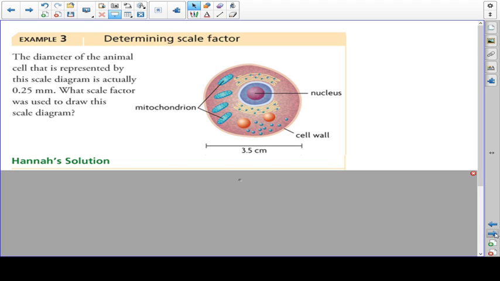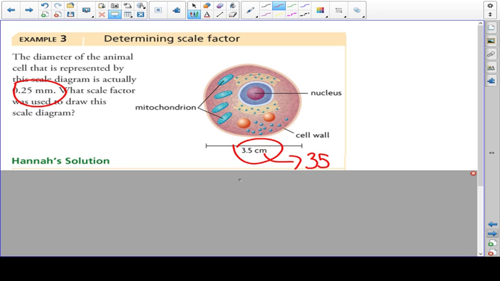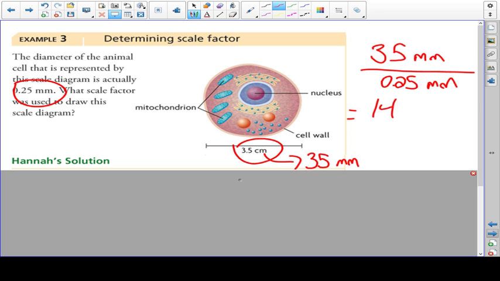So to figure out what kind of an enlargement it is, we have to divide the 3.5 centimeters by 0.25 millimeters. But when we divide them, we should make sure they're both in the same scale. They both have to either be in millimeters or centimeters. That's easy enough because 3.5 centimeters is 35 millimeters. So I'm going to take 35 millimeters and divide it by 0.25 millimeters. And when I do that, I should get 140.